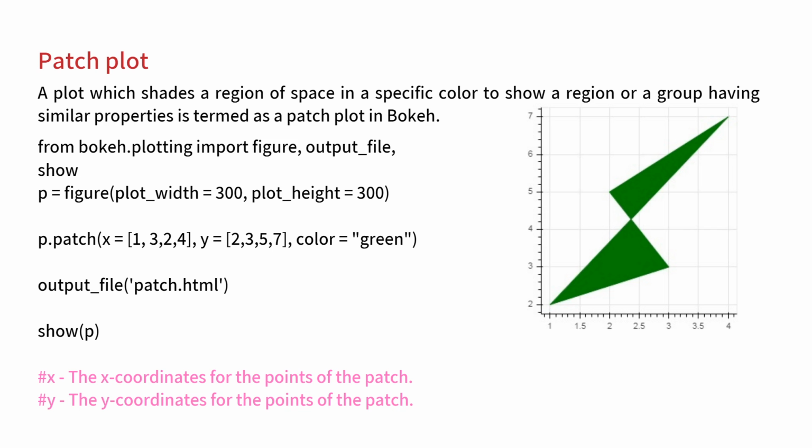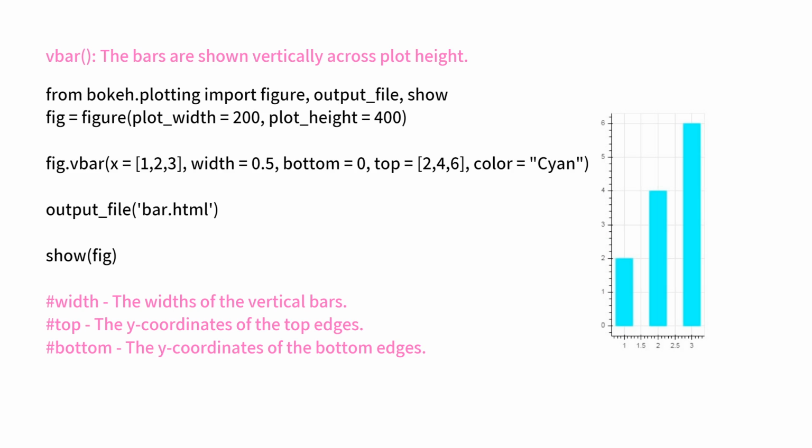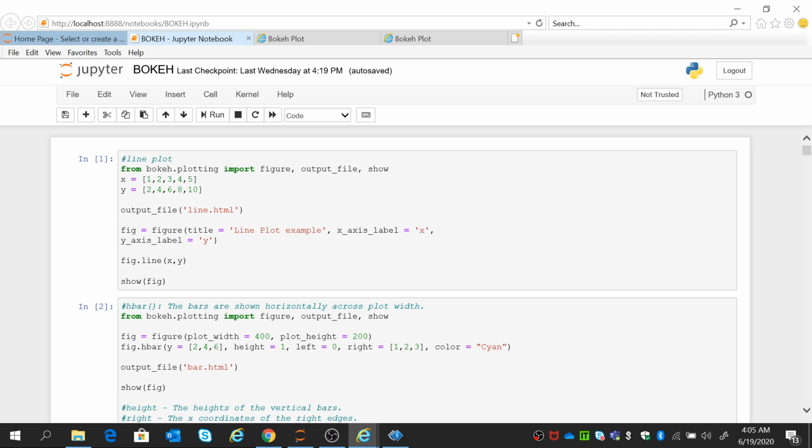So you want to highlight that group, you want to fill that particular space with color, that particular region or that particular group with color. That can be done with the help of patch plot. Very interesting sort of plot, or plot functionality that is offered by Bokeh, and something which you should know. But before we really go into patch plot, let's see the working of the three what we have done.